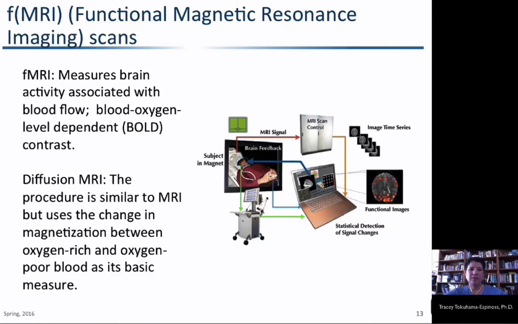fMRIs basically measure movement and blood flow, so their blood oxygen level dependent contrast. So it's kind of doing a subtraction problem where you're looking at a resting state versus an activity. You'll take a scan of somebody not doing anything, and then you'll have them do an activity, and then you can subtract away the differences between those two and actually show which areas of the brain are active when a person is conducting a particular activity.